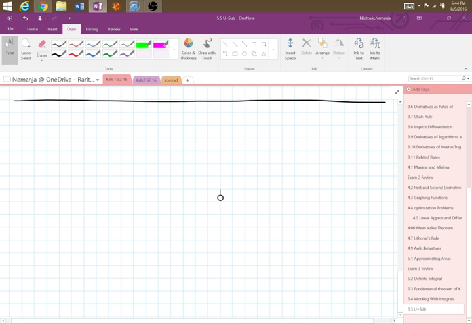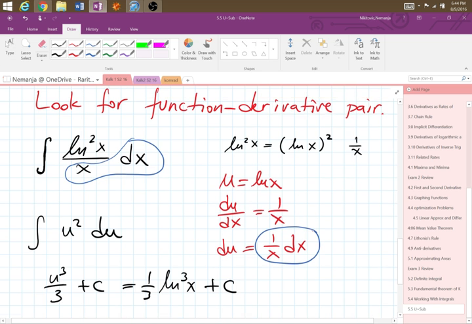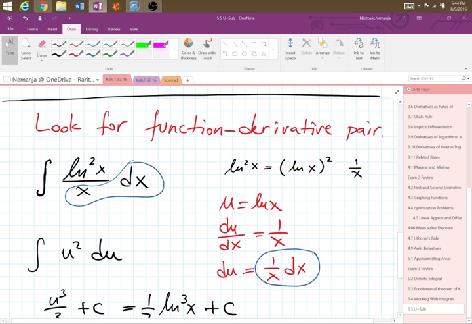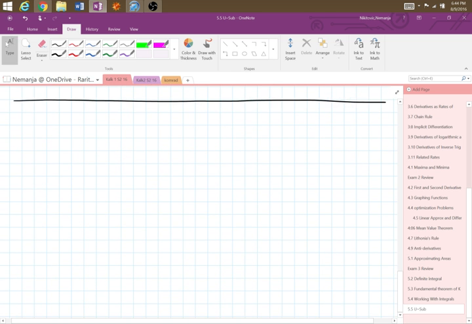So there's nothing else to talk about here other than do 5,000 problems because it's so important. But look for the function-derivative pair. We have a function here, and we have the derivative in the peanut, which means that we were able to quickly set up. So let me do one more from the textbook.